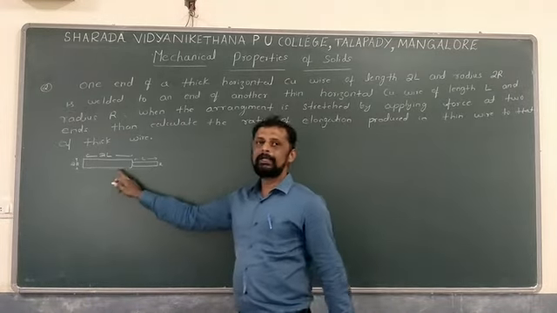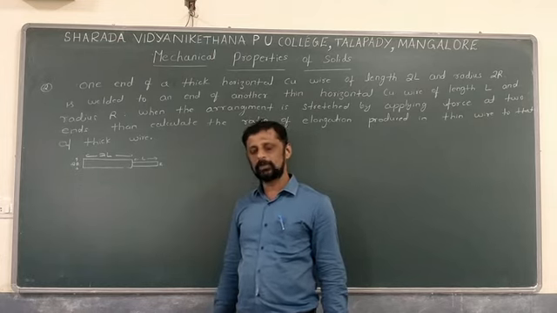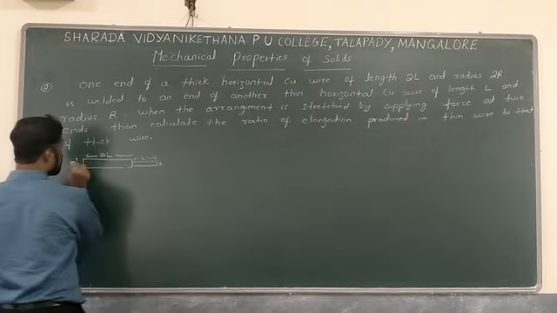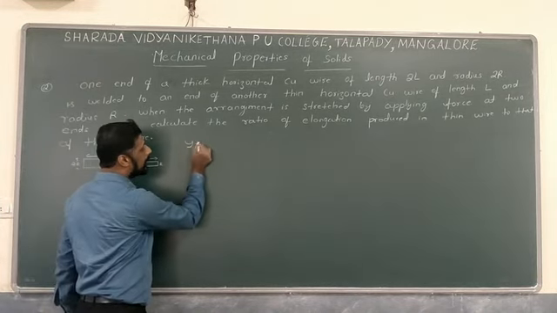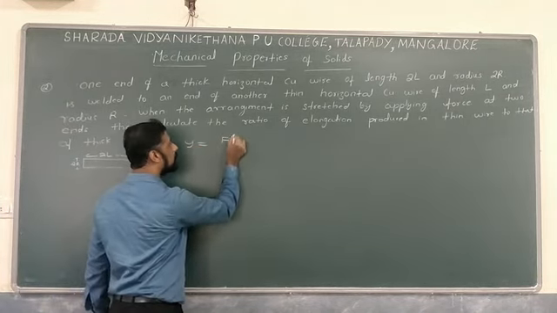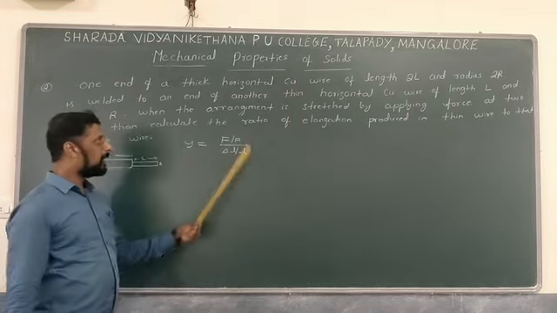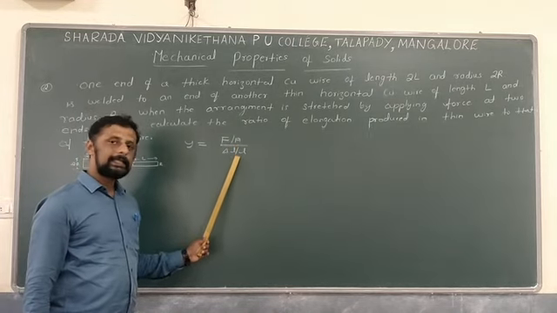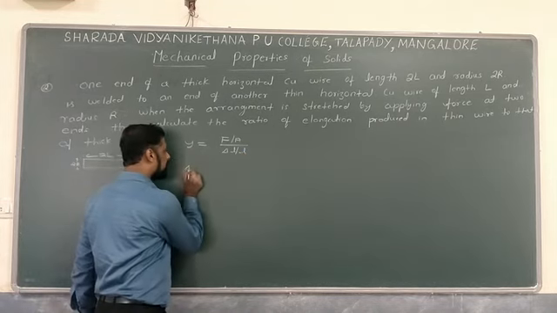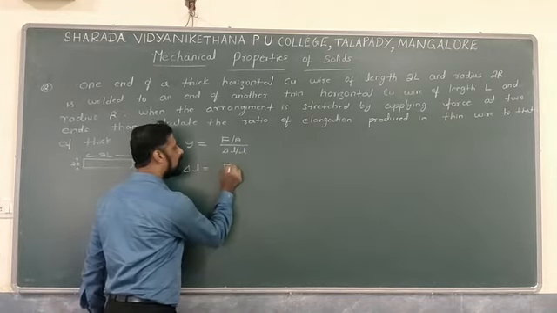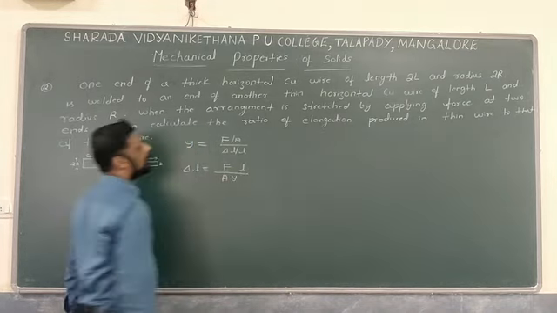Both the wires are of the same material, copper, and hence the Young's modulus is the same for both the wires. The same force is applied at the two ends. Force is also the same. So you know the formula for Young's modulus: Y is equal to F by A divided by delta L by L, where F is the applied force, A is the area, delta L is the change in length, and L is the original length. So this can be written as delta L is equal to F by A into Y into L.